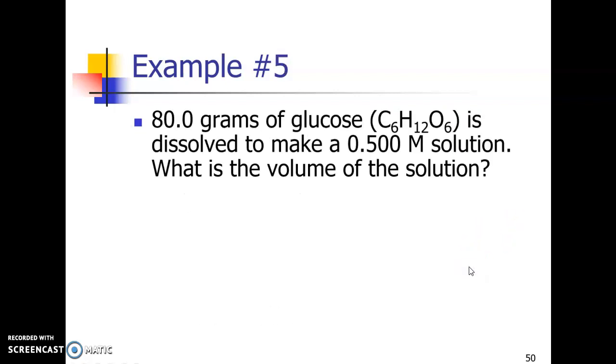All right, here's another problem. This one asks you to solve for the volume. So this time you'll have to do a little bit of algebra to solve for the volume. When you plug into the molarity equation, you'll need to convert the 80 grams of glucose to moles. You're given the concentration, so it'll be 0.5 equals, I think 80 is going to end up being about half a mole, divided by the volume, and you'll have to solve for the volume. You should get 0.889 when you're done.